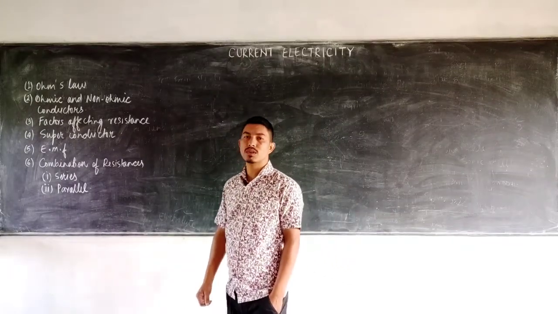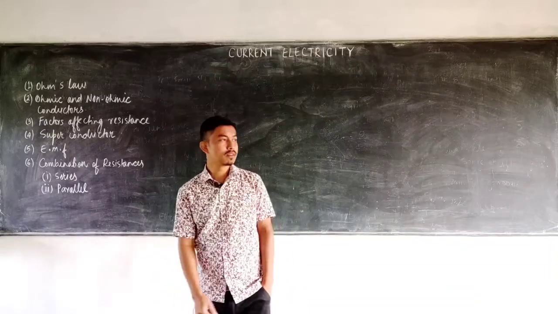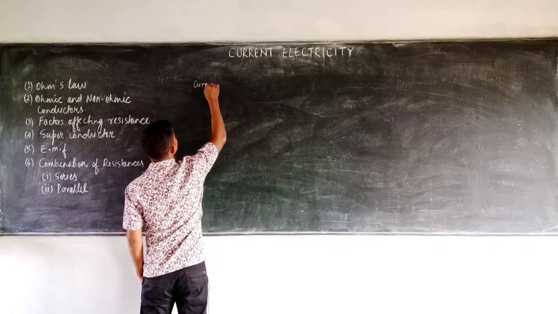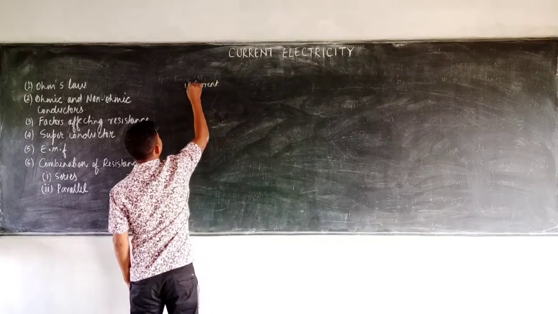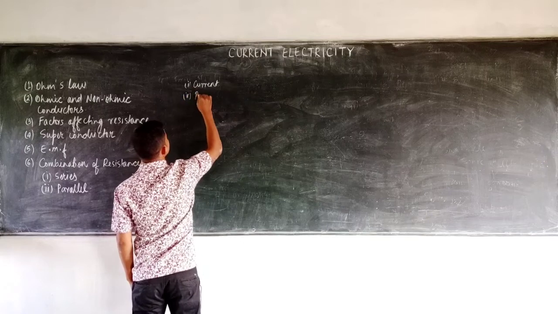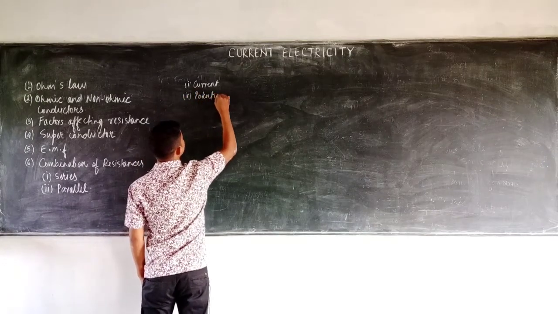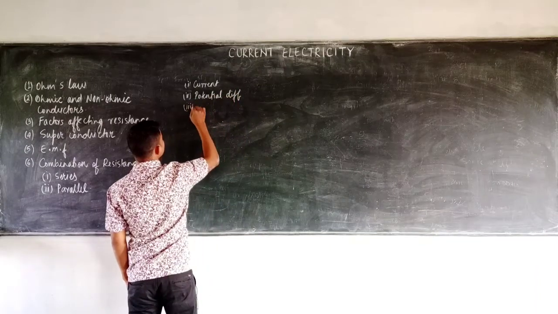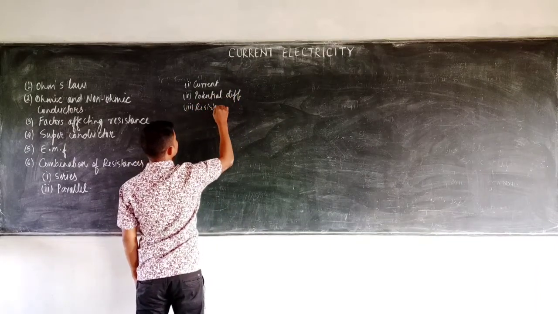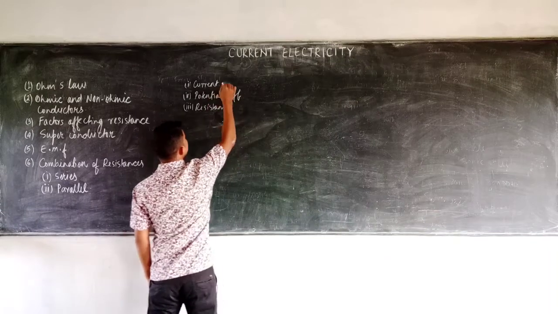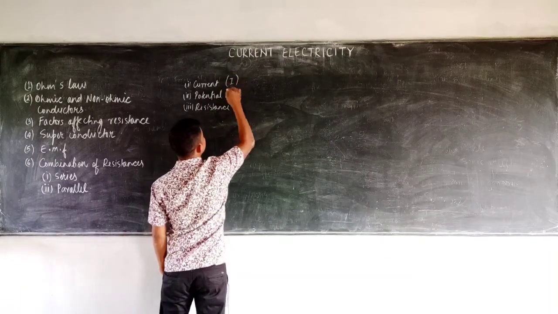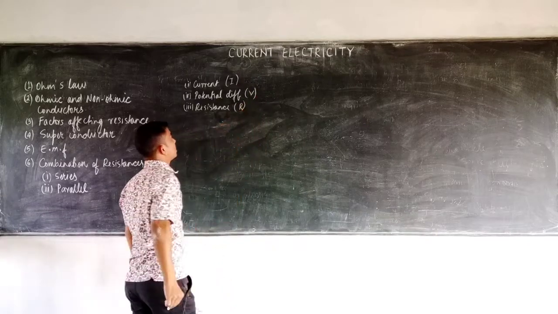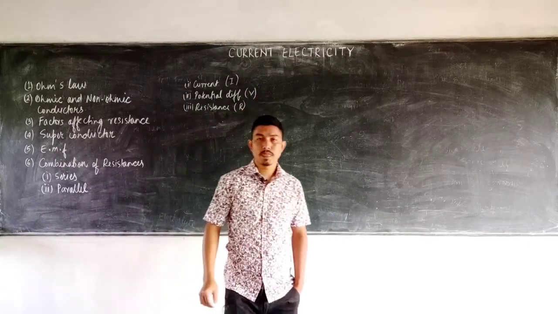Before we start with Ohm's law, the three important terms which you must know are the first one being the current, the second being the potential difference, and the third one being the resistance. In physics the current is denoted by I, the potential difference is denoted by V, and the resistance is denoted by R. Now what is current?